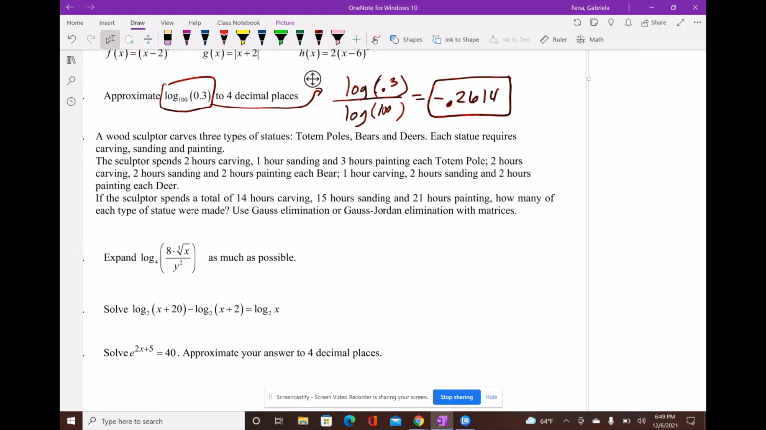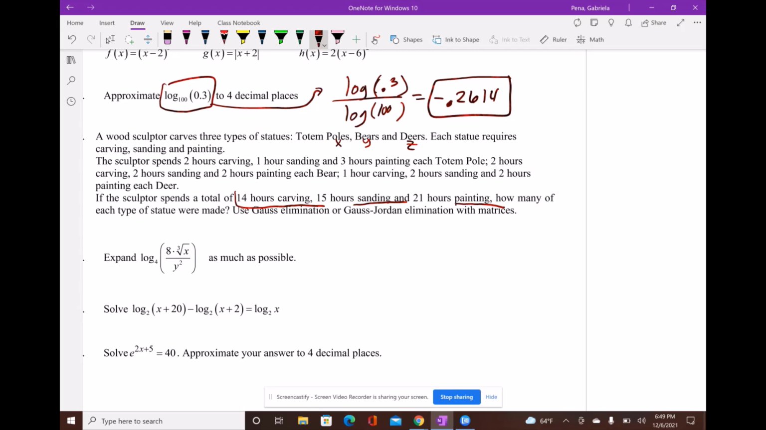x, y, z. Who is going to be x, who's going to be y, and who's going to be z? Poles is going to be x. Bears is y. Deers is z. Okay, that's what you think that is? Yeah. Are we wrong? I don't know. At the very end, look at what it says: carving, sanding, and painting. I never said you were wrong.